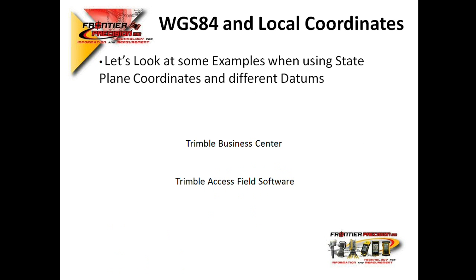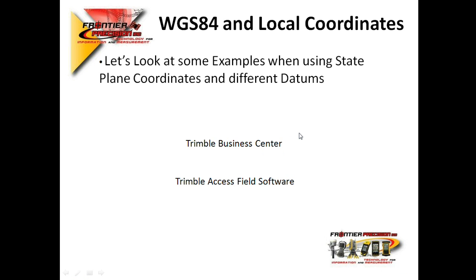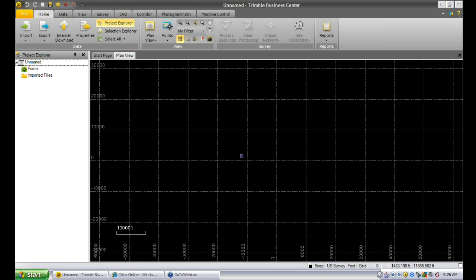So let's look at some examples when using state plane coordinates and some of the different datums. For this first example in Trimble Business Center, we're going to show you the difference between the local and the global position when using different datums. I'm going to change the presenter here for just a moment and hand this over to Brian Baker, one of our panelists, and he's going to give you a little demonstration on how this difference is applied and how you see it. All right, Brian, you're up.